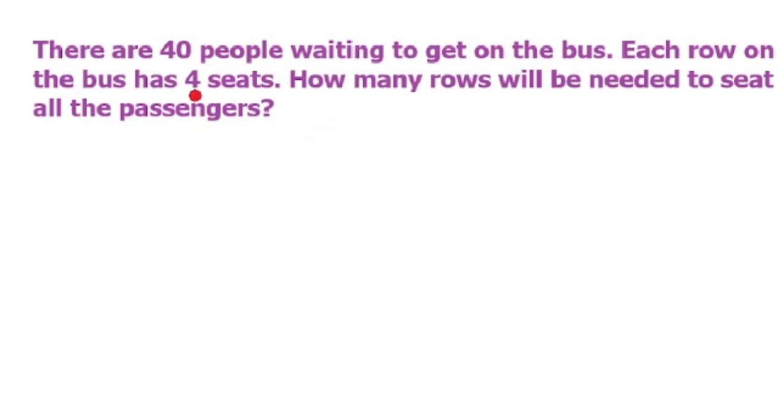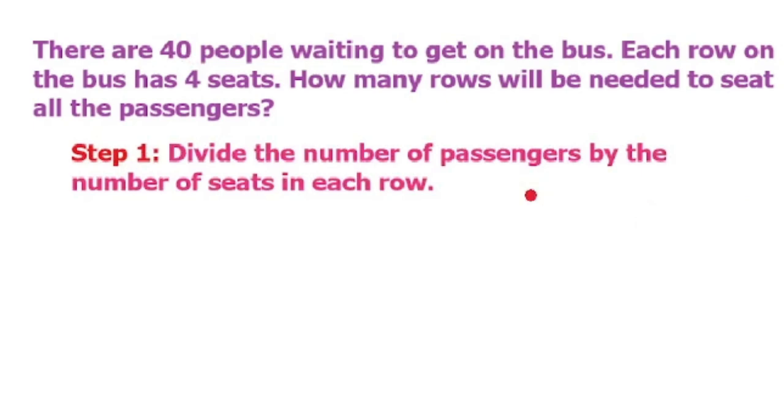We know that each row has 4 seats and there's 40 people waiting to board the bus, right? So divide the number of passengers by the number of seats in each row. So the division will look like this. 4 divided into 40. So that'll tell us how many rows we will need.